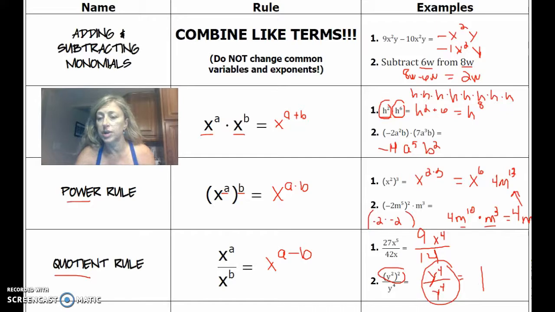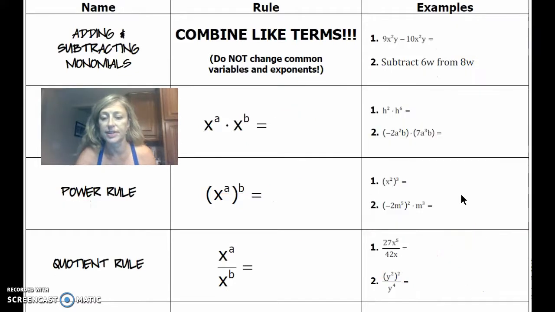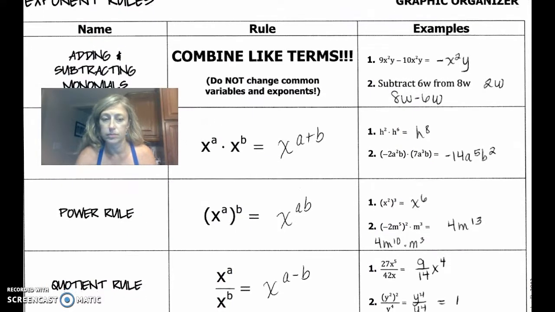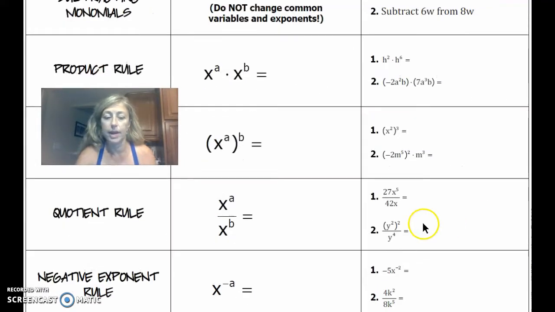Okay, I'm going to try to scroll down here. See if I can. I cannot. Give me a second. I'm going to clear the screen, so make sure you have this. Okay, I'm going to do my best here.